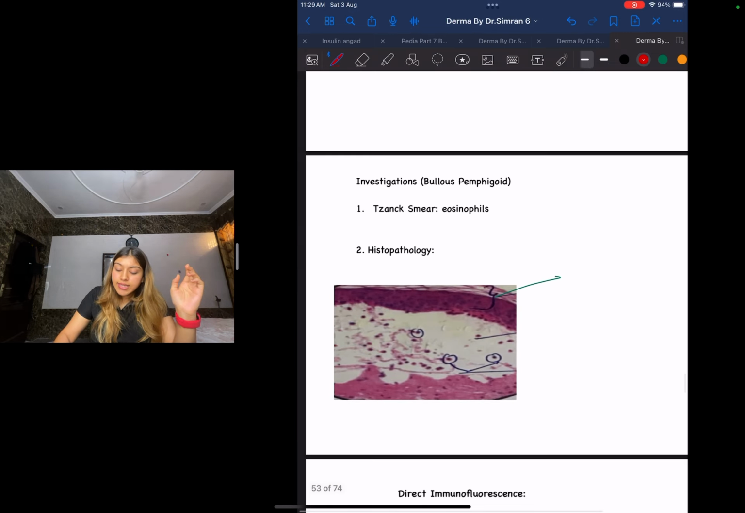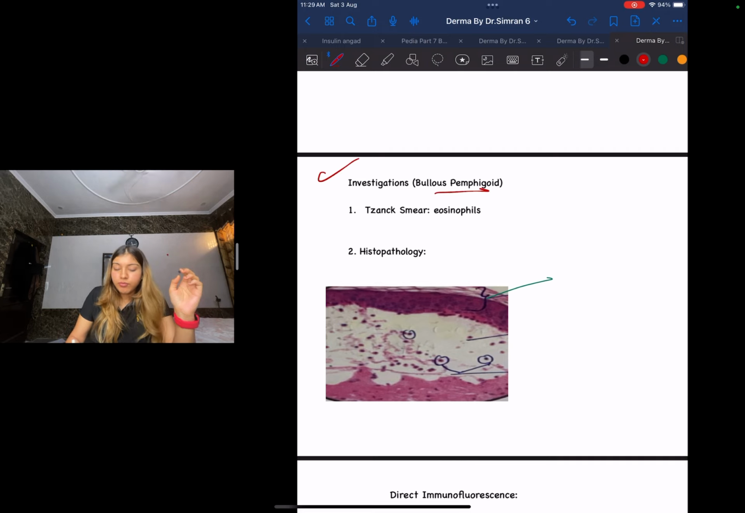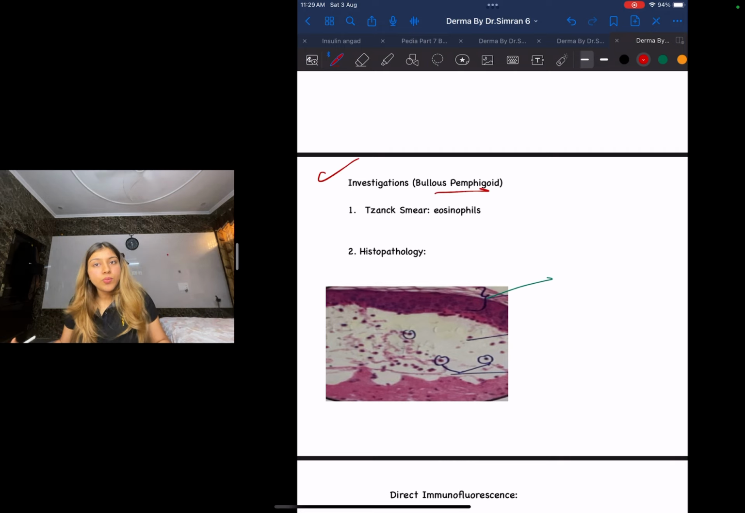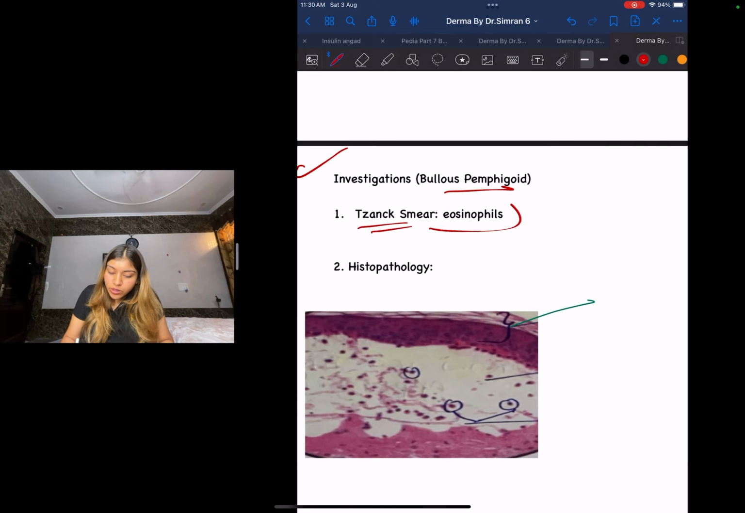Now guys, let us move on to the investigation of bullous pemphigoid. Bullous pemphigoid has nothing to do with acantholysis, right? As mentioned earlier. That is why on Tzanck smear, what will I see? I will see eosinophils. On Tzanck smear I will see eosinophils.